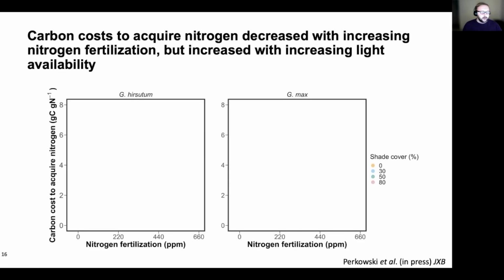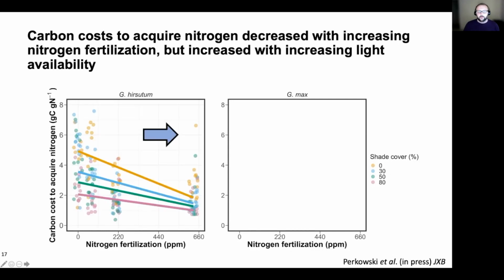So I want to take a second to orient everyone on these figures before I show the data. From this point forward, all figure x-axes have soil nitrogen fertilization listed as parts per million, and the response variable on the y-axis. On the left panel is cotton, and on the right panel is soybean. And colored points and trend lines represent different light treatments.